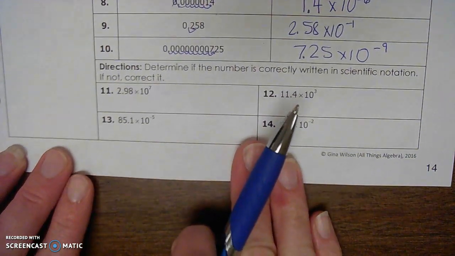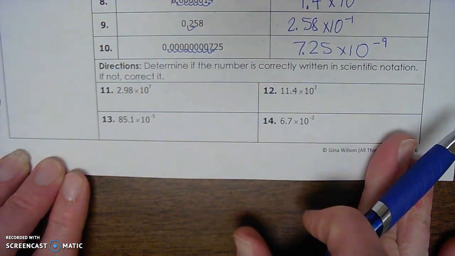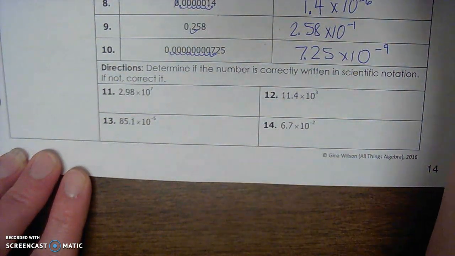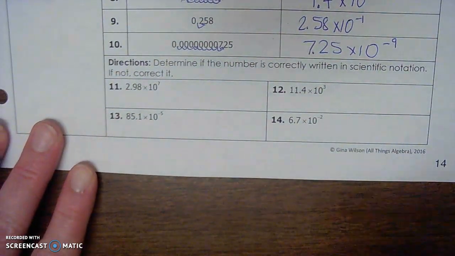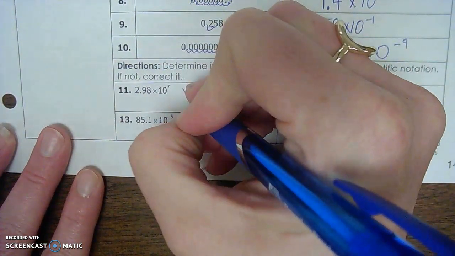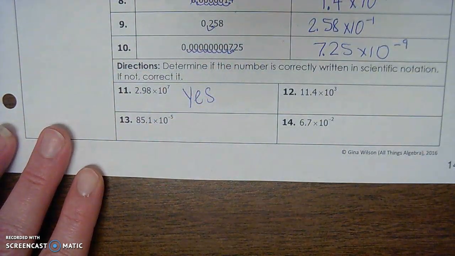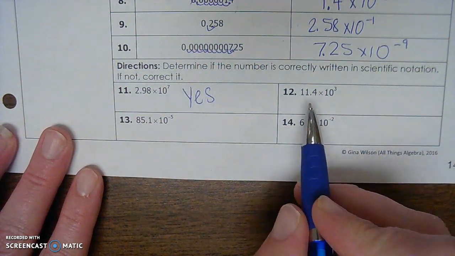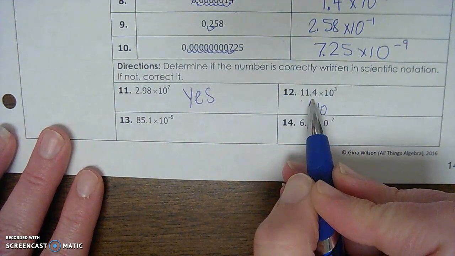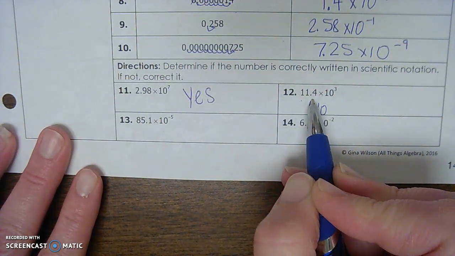It says determine if the number is correctly written in scientific notation. So that's what you need to look for. Is there only one number in front of the decimal point? Number 11 is fine because it has the 2.98. So that one is yes. Number 12 is no. It has an 11. It can't have an 11.